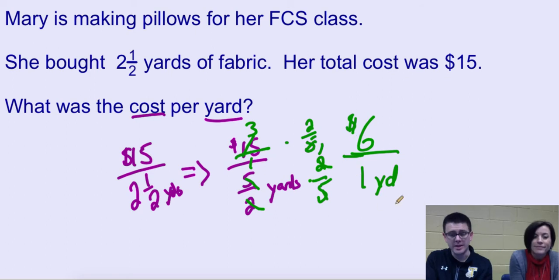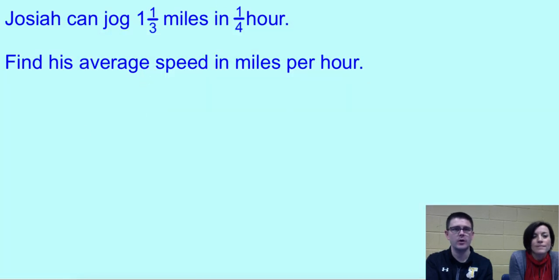All right, so in this case, you got to keep it as a rate because we need those units in there. So it wouldn't just simplify to be 6, it'd be $6 over 1 yard. We're finding out how much per yard. So now is where those units really kind of matter for us.